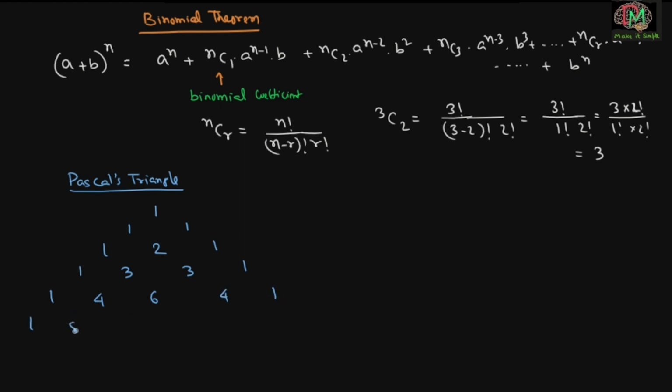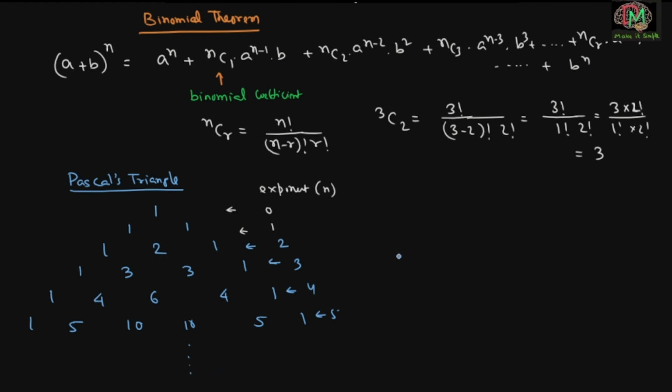Next is 1 5, and 4 plus 6 is 10, 4 plus 6 is 10, then 4 plus 1 is 5, and that is 1. And how can we apply this Pascal triangle? When n, the power or exponent, is 0, the row is 1, for the third row n is 2, and for the fourth row it is 3, and then 4 and 5, and it will continue.